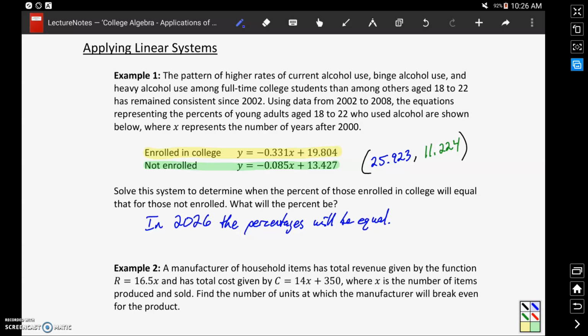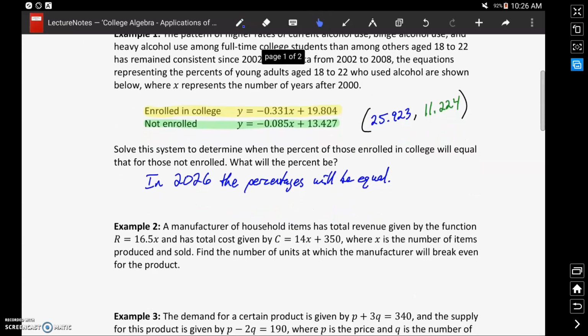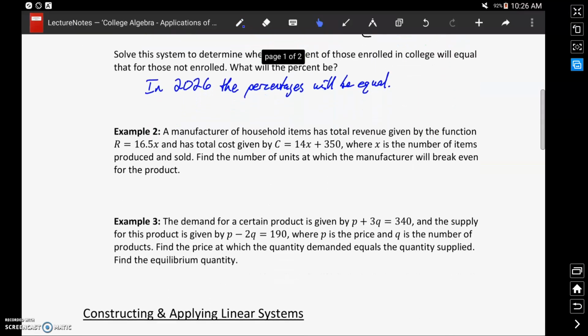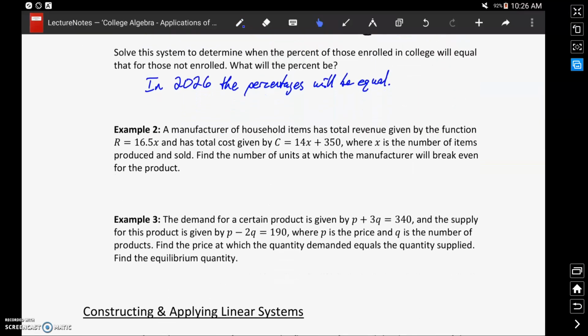So in order to use Desmos to solve systems, that's really all we need to do. Graph those two equations, and then use Desmos to identify that point of intersection. In example 2, we're given a revenue and a cost equation, and what we're asked to find is the break-even point for this given product. A break-even point is when revenue and costs are equal.